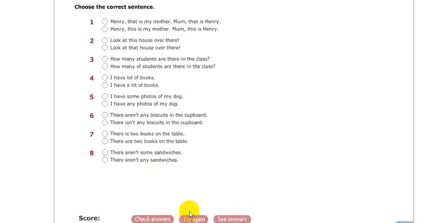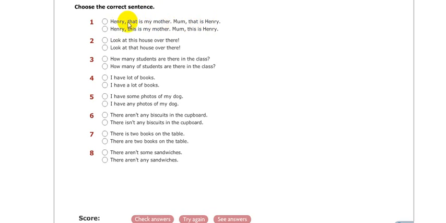Now we reach the last activity about grammatical spots. So how to answer this question? Choose the correct sentence. Henry, that is my mother. Mom, that is Henry. This is wrong.